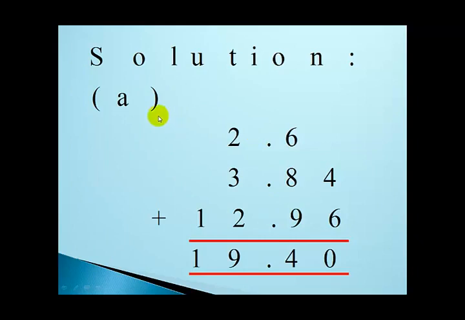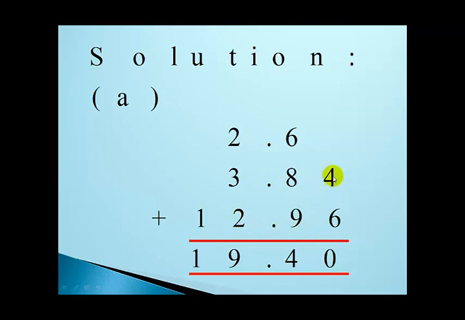A, we were given 2.6, B, 3.84, C, 12.96. Now the arrangement is done as shown. The decimal point is vertically in line as shown. Please, the decimal point should be vertically in line. So we have 2.6 plus 3.84 plus 12.96. Now let's begin to add.